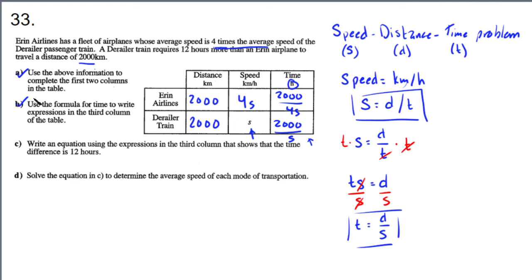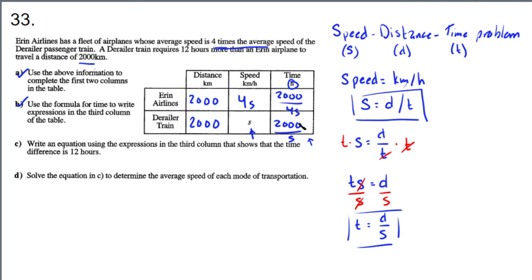In C, write an equation using the expressions in the 3rd column that shows that the time difference is 12 hours. Okay? So we want to be a little bit careful here. So we know that the airplane is traveling faster, 4 times as fast as the train, which means that the time for the airline will be smaller than for the train. Or you can also put it the other way around. It's going to take longer for the train to travel the same distance than it's going to take for the airline.